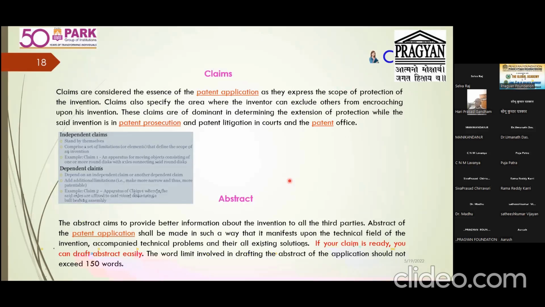And the abstract. Once you've done the claims, I can write the abstract from the claim itself. You don't have to do anything here; you don't have to touch anything here. Once the claim is written, we can derive the abstract from the claim itself.